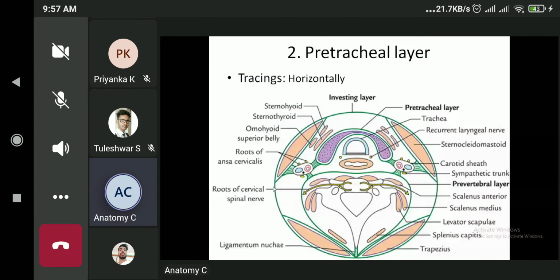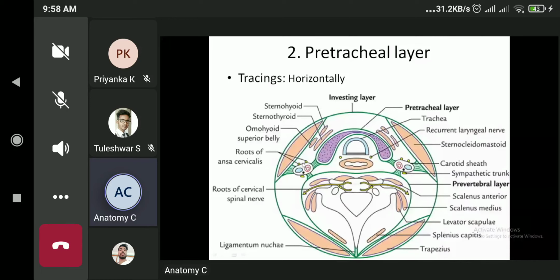The next modification of deep cervical fascia is the pretracheal layer. Here, once again, let's get oriented with this diagram. This is a transverse section through the neck, this is the cervical vertebra, so this is the posterior aspect and this is the anterior aspect. Within the anterior aspect, this structure is the transverse section through the trachea. See, this is the trachea. So the modification or expansion of deep cervical fascia that lies in front of the trachea is the pretracheal layer. This much part is the pretracheal layer of deep cervical fascia.